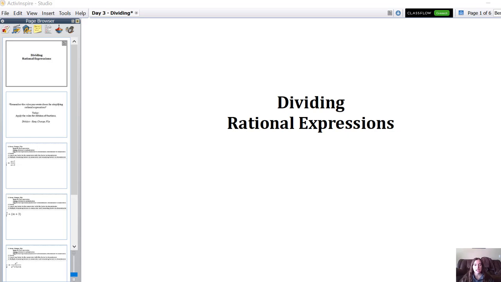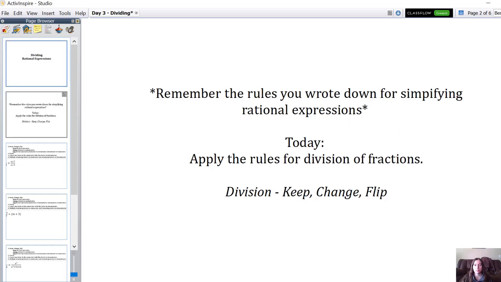Now let's talk about dividing rational expressions. The things you need to remember are those rules that you wrote down for simplifying rational expressions. Today we're going to apply the rules for the division of fractions, and one of those rules is if you're dividing a fraction by a fraction, you're going to keep the first one, change the sign to multiplication, and then flip the second fraction. So the numerator becomes the denominator, and the denominator becomes the numerator.